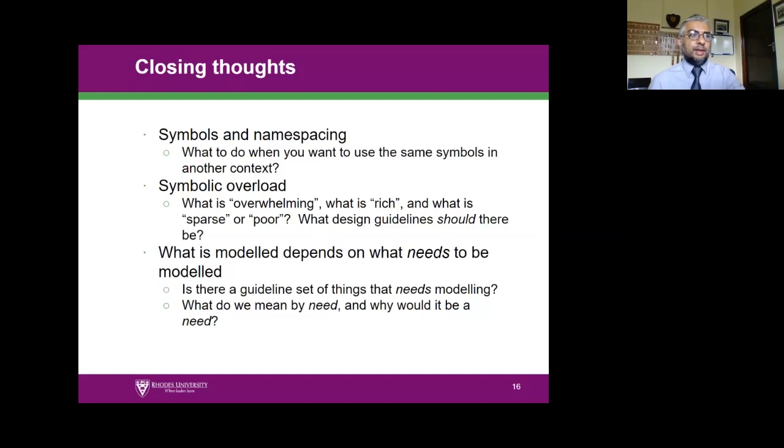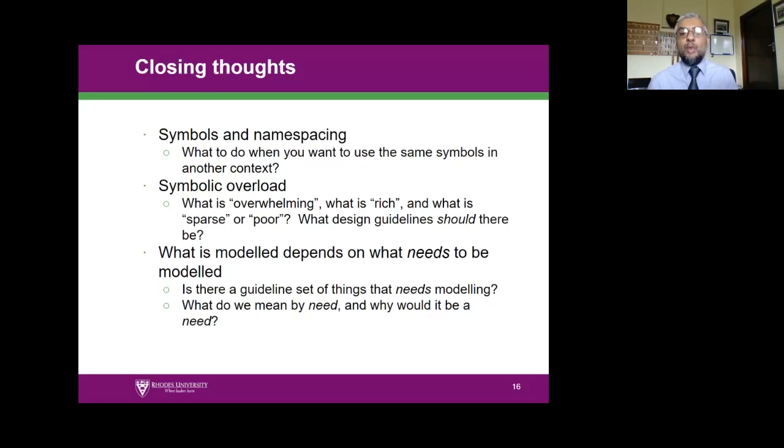Now, assuming that you think the work is worthwhile, there's plenty of work to do in this space. These questions are just a few off the top of my head. You can probably think of more. Symbols and namespacing. What do we do when we want to use the same symbols in another context? What do we do when we want to take our parser and actually use it in a program, but our program uses, let's say, the plus symbol? What do we do? Is there some import? Is there some way of redefining? What do we do? Symbolic overload.